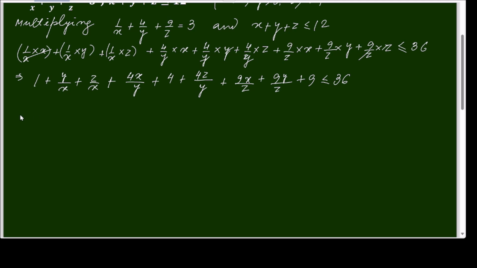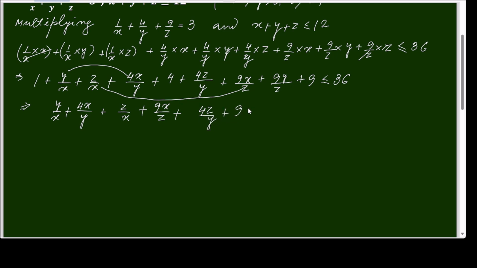So in the next line I'm getting y over x, and I'll make pairs: 4 times x over y. Next is z over x plus 9x over z. That means I'm making these pairs. Then the last pair is 4z over y plus 9y over z. And the numbers are 1 plus 4, 5, 5 plus 9, 14, should be less than 22.